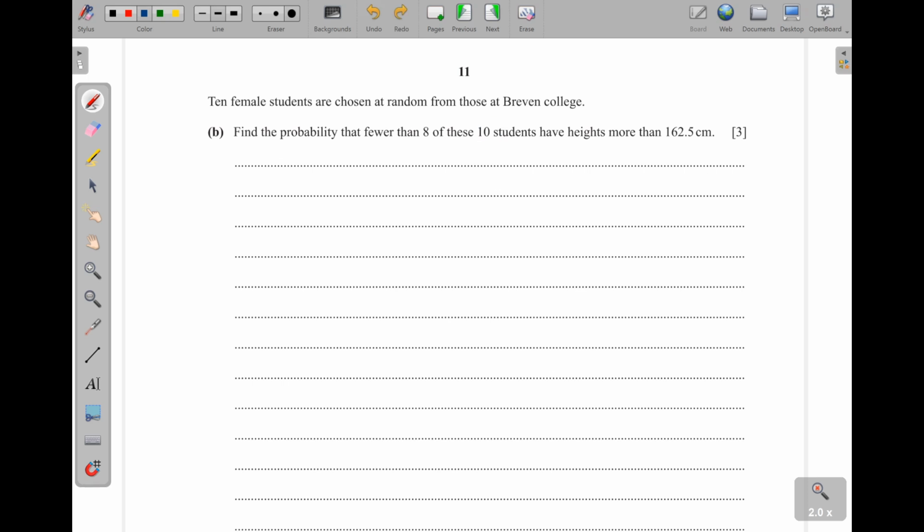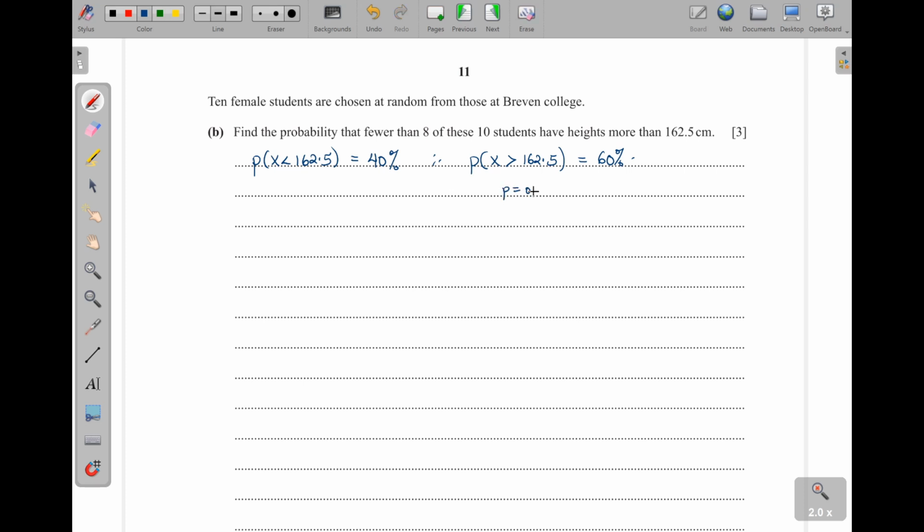So, probability of x less than 162.5, okay? This one, they said that the students have heights more than that, but we have for less than, and it was given as 40%. So meaning that probability of x greater than 162.5 is going to be equal to 60%. You see that? So our p in this case is therefore going to be the 0.6. Okay?